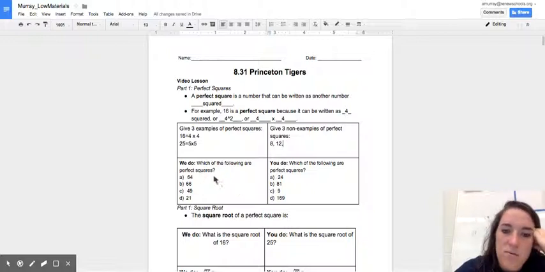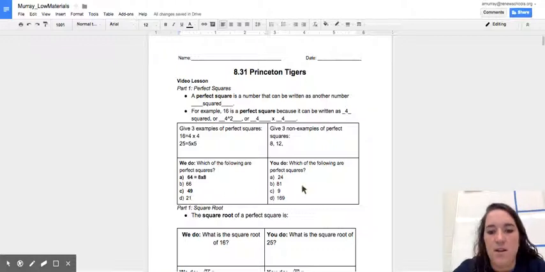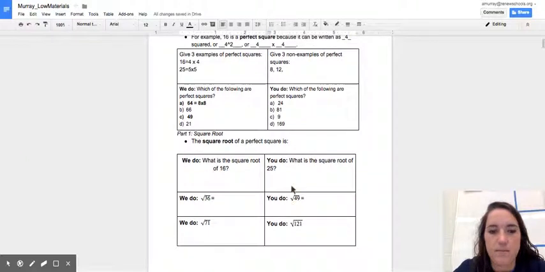Looking at the next problem, which of the following are perfect squares? All right. 64 is a perfect square because it can be written as 8 times 8. 66, is that a perfect square? No. Is 49 a perfect square? Yes. Is 21 a perfect square? No. Go ahead and do the you do problem and then continue the video.